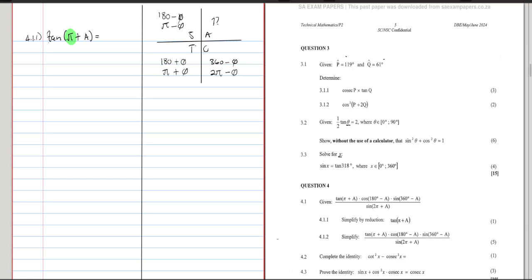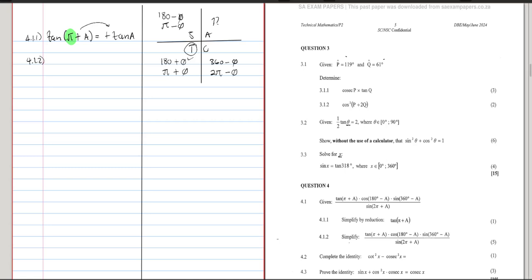So tan(pi plus a) is in the third quadrant, and in the third quadrant tan is positive. So solving this by reduction, it's going to be plus tan a, like this.